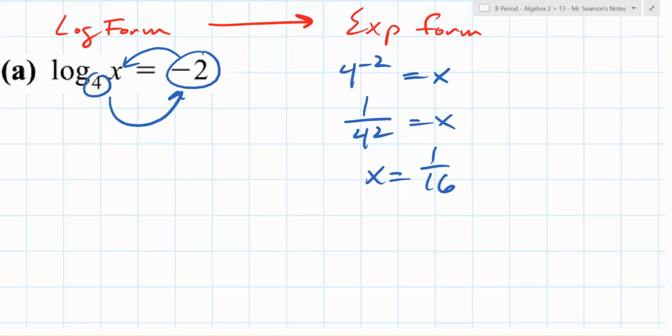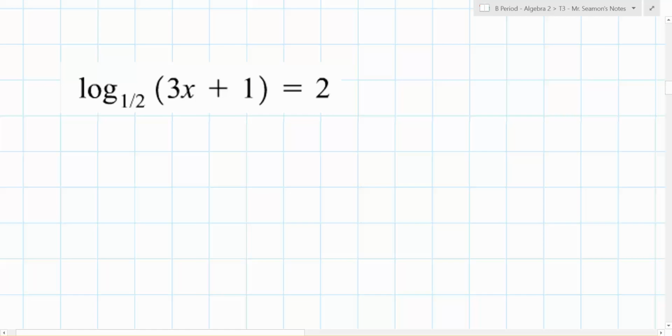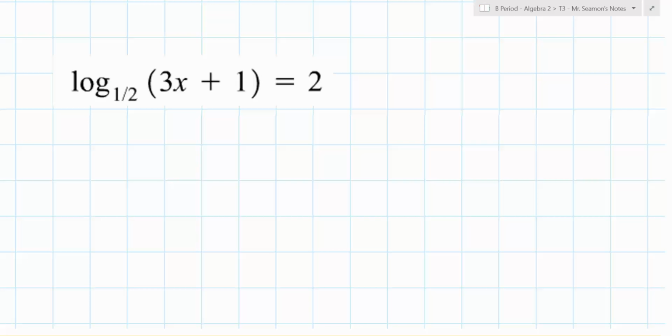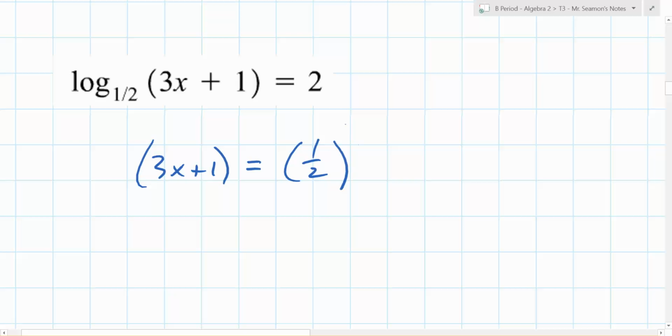Are there any questions about what we just did right there? What about this one? Oh, it looks so terrible. Oh my God, Mr. Seamon, there's fractions in it. What am I going to do? What form is this in? Tell me what it is in exponent form. 1/2 to the power 2. Yes, exactly. Now, is this just an equation we can solve? Yeah. What is 1/2 squared? 1/4. Oh, yay. So we have 3x is equal to -3/4.